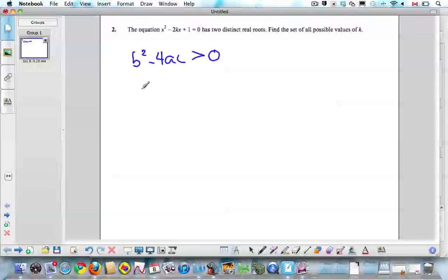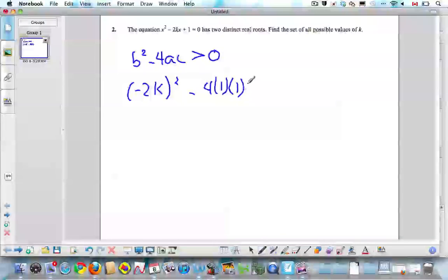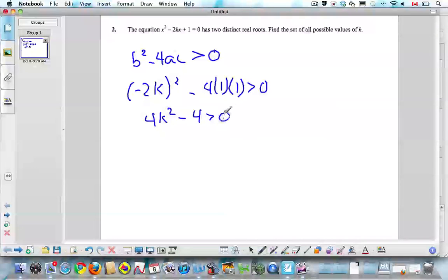I know b is negative 2k squared minus 4. Well, my a value is 1, and my c value is also 1. And that has to be bigger than 0. And so when I do the square, negative 2 squared is 4k squared minus 4 is bigger than 0.